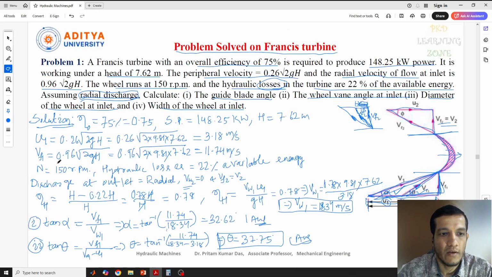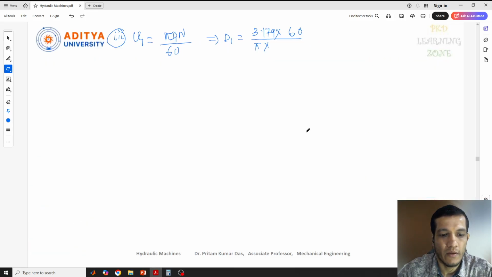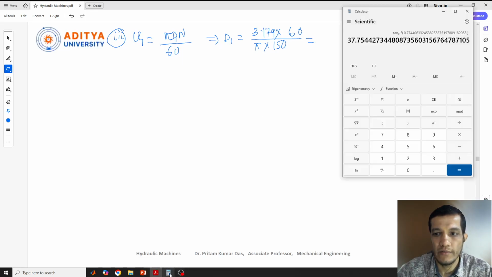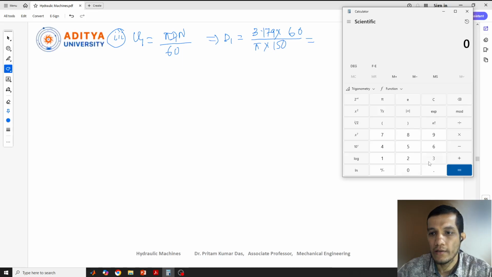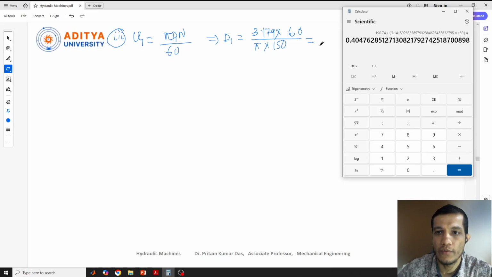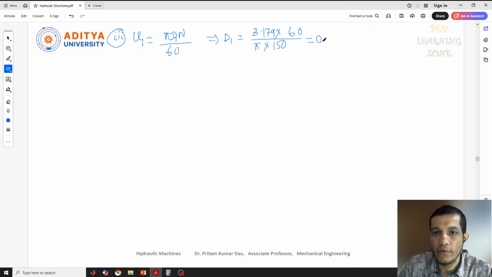N value given, yeah, this is 150 rpm. So we can find out this how much. Let's solve this. 3.179 into 60 divided by bracket start pi into 150 bracket close, 0.4047, this much meter. Okay, this is our diameter.